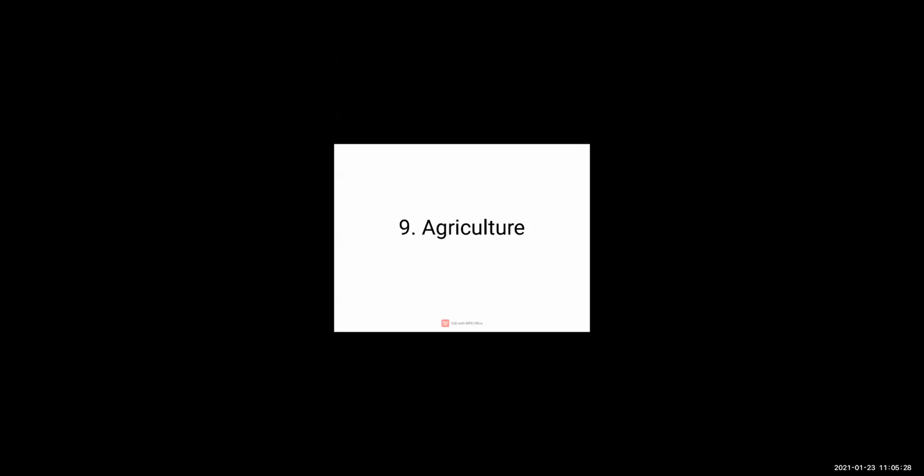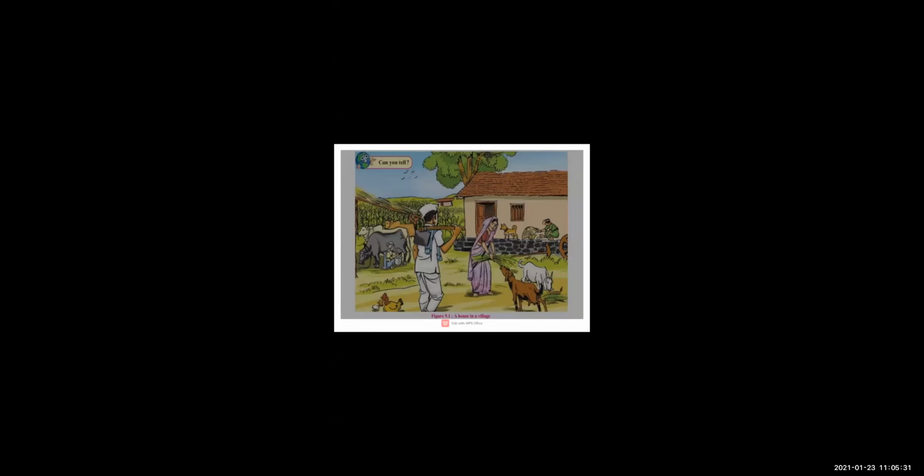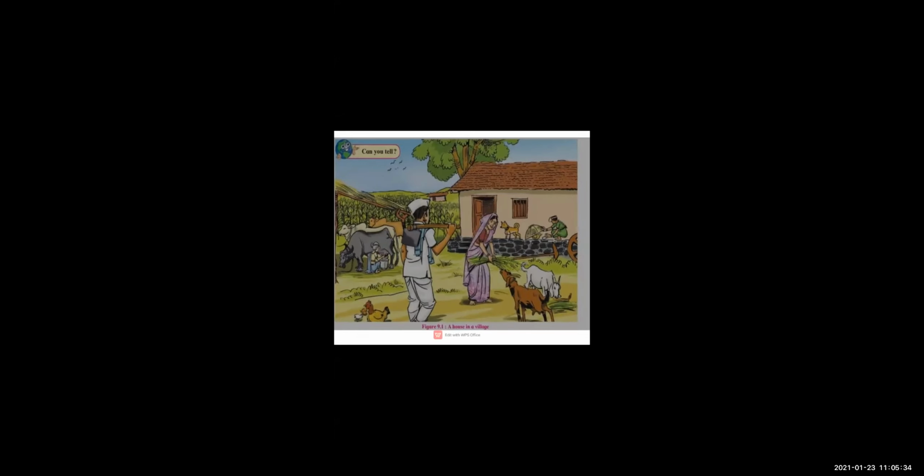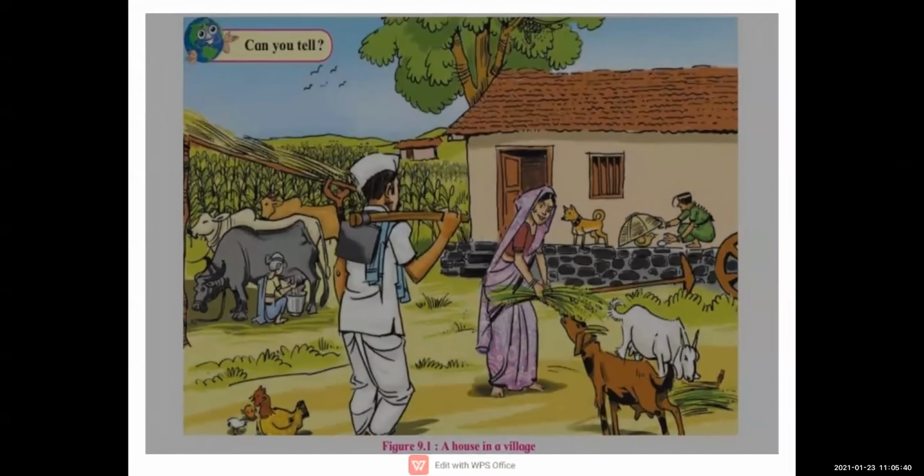Here, can you all see this picture? In this picture, what is there, children? Whose house is it? Can anyone write down the answer in the chat box? Yes, it is a farmer's house. Why is it obvious to us that it is a farmer's house? Because we can see different animals in his house. We can see goat, cow, buffalo over there.